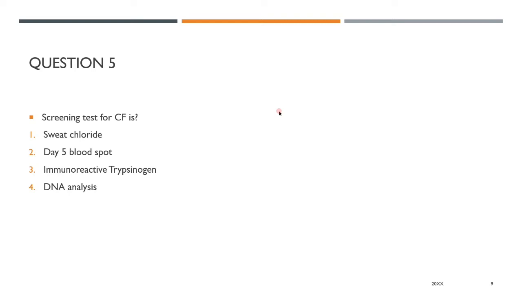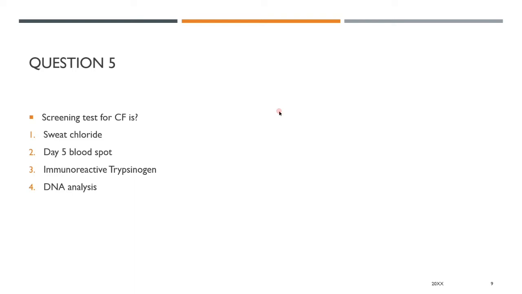It has another fancy name. Does anyone know? It's actually number 3, so the 2 and 3 are the same. The day 5 blood spot is the immunoreactive trypsinogen, and when it's raised above the 99.5th centile, these patients go on to have DNA analysis.